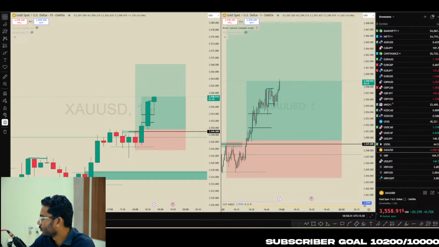Gold or BTC, which one is good for 1 minute trading with 0.01 lot? I think gold is a good one.